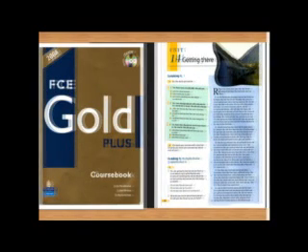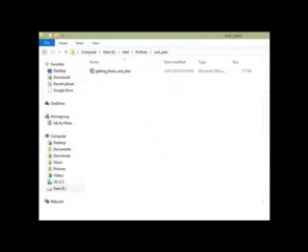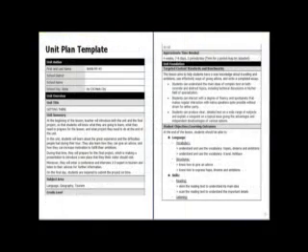Okay, and this is my unit portfolio. In this portfolio, there are 5 folders: assessment, student sample, student support, teacher support, and unit plan. Now let's look at the unit plan. This unit is about tourism and traveling. So in my unit plan, I create some activities for students to learn about geography, language, and tourism.